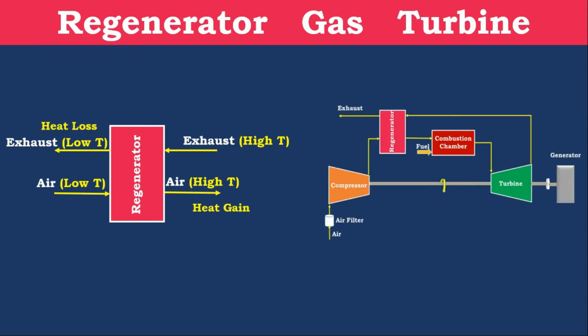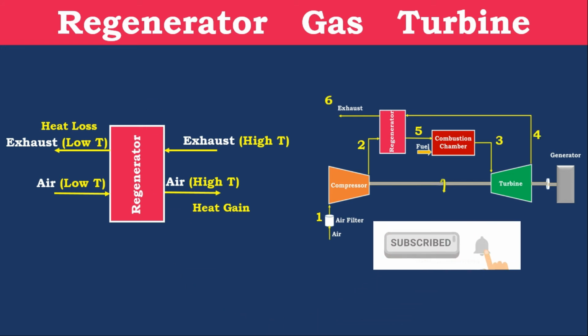So how do we find out the outlet temperature of the air of the regenerator? If you see, we have a schematic diagram of the regenerative gas turbine where the compressor is placed between 1 and 2, regenerator between 2 and 5, combustion chamber between 5 and 3, turbine between 3 and 4, and finally the exhaust between 4 and 6.